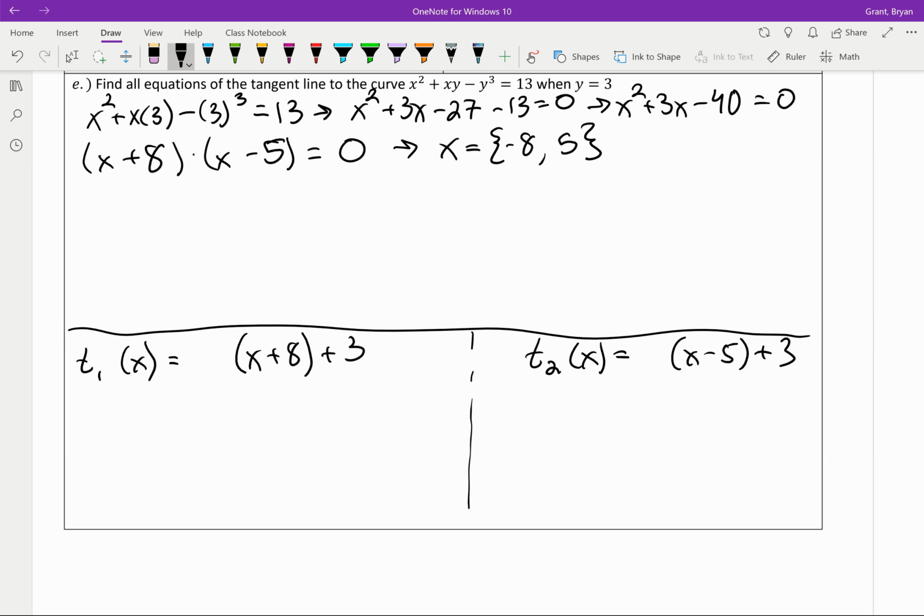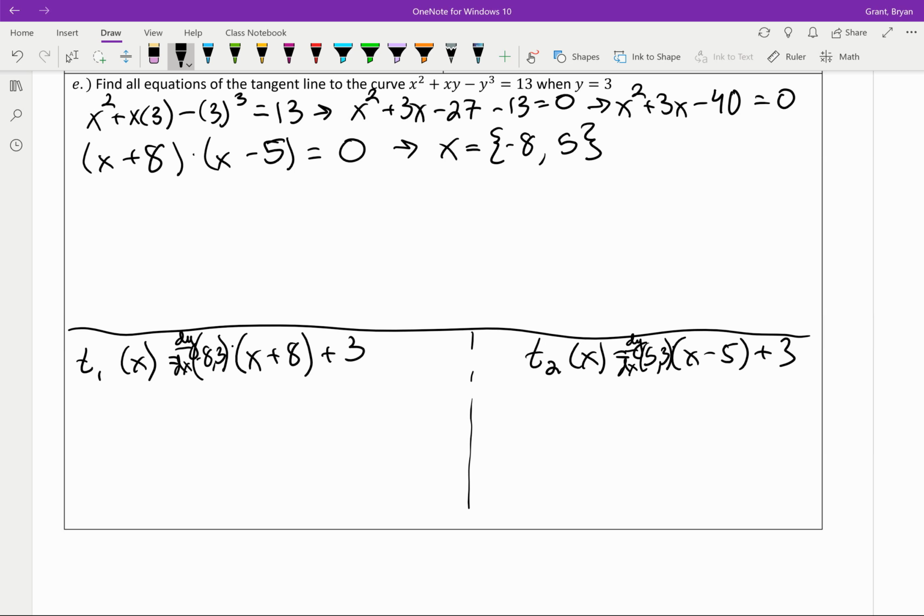Well, I really don't like to use f prime because there's no f in the problem. I don't want to use y prime because y is not isolated. I would probably go back and say we want to find dy dx at the point negative 8, comma 3. And same thing over here. We'd want to find dy dx at the point 5, comma 3.